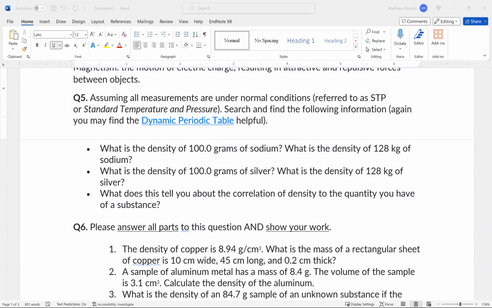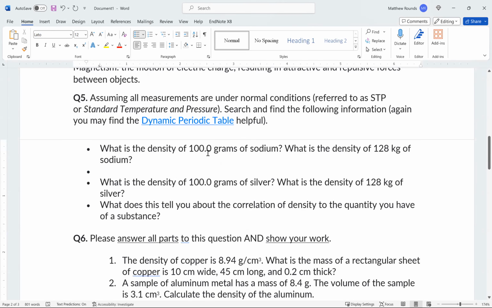So sodium is Na. Density. What I don't understand is why they're asking about two different masses of sodium. The density shouldn't matter, or the amount that you have shouldn't matter. So I really don't understand this question. Let me, I guess I can share my screen here. It's always a guess what they actually want here.